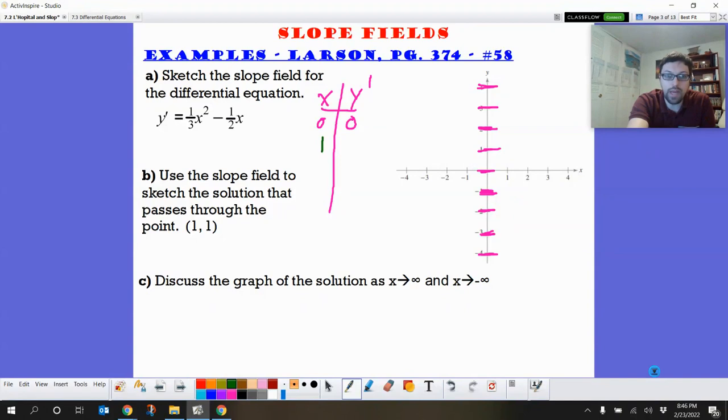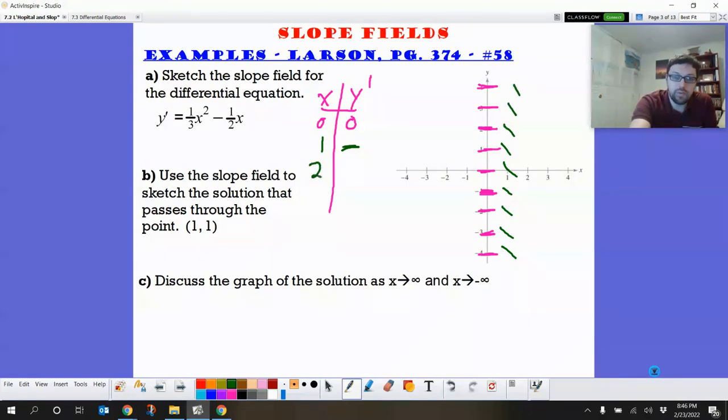If I do 1, then I would get 1/3 minus a half. So that is negative. 1/3 minus a half, no, a third is less than a half. So that's negative. So here I want my slopes to go down for all of these points. So I have a whole bunch going down.